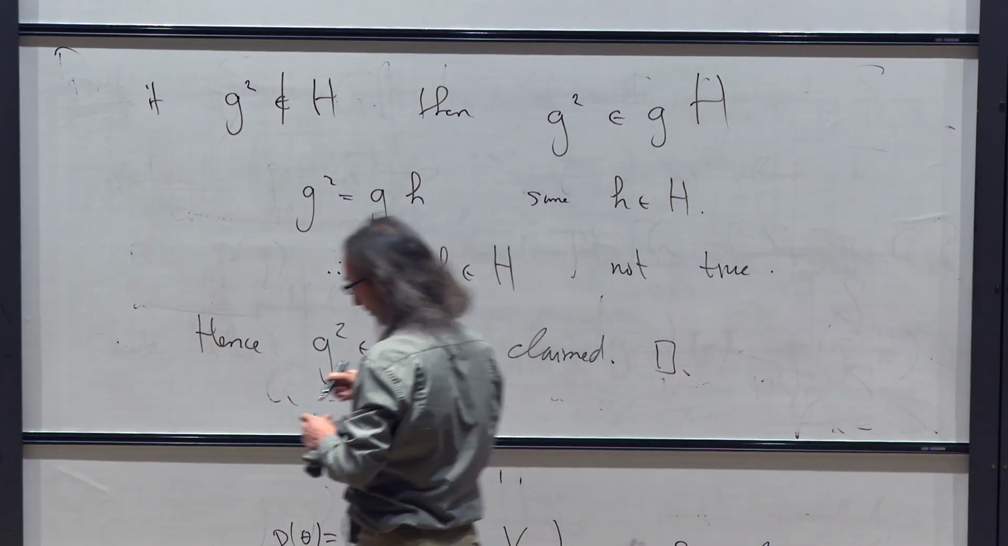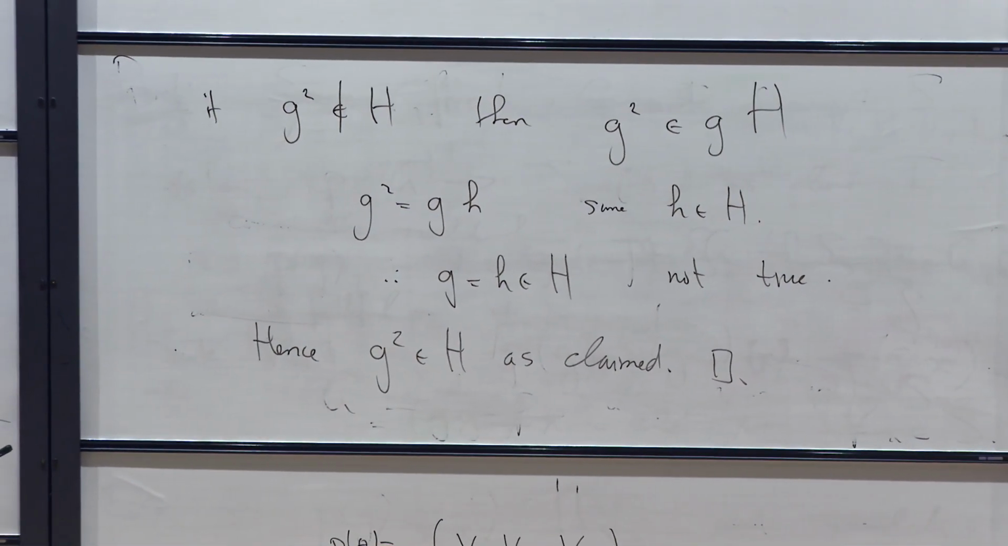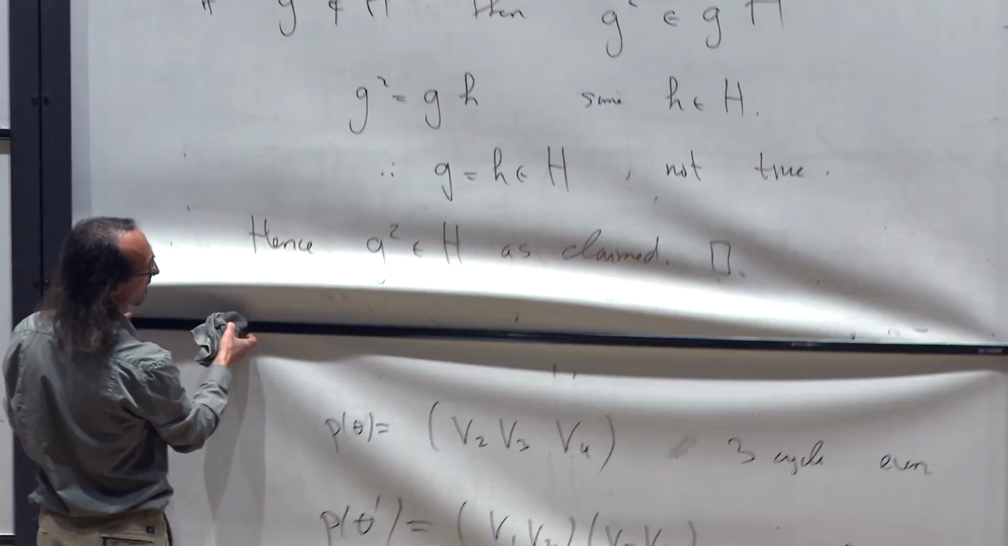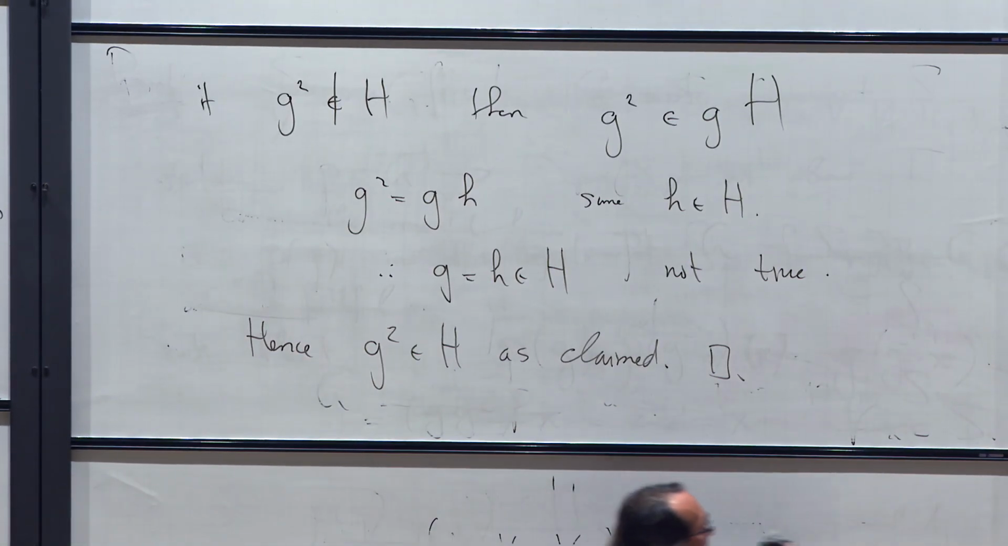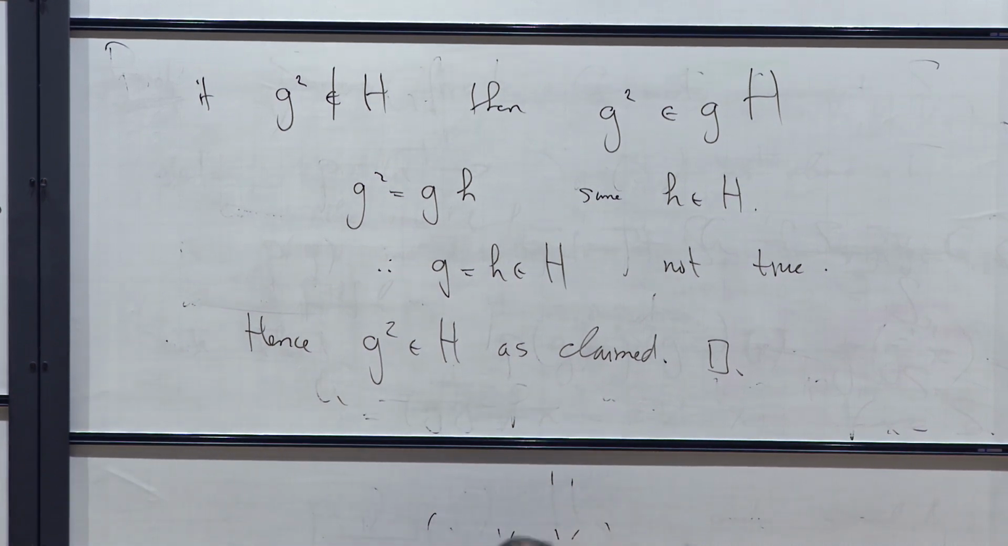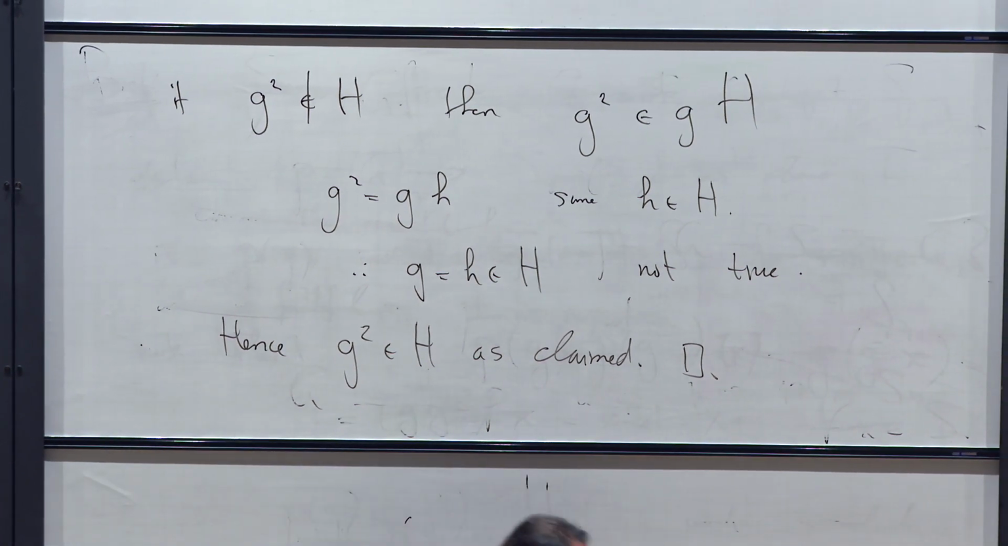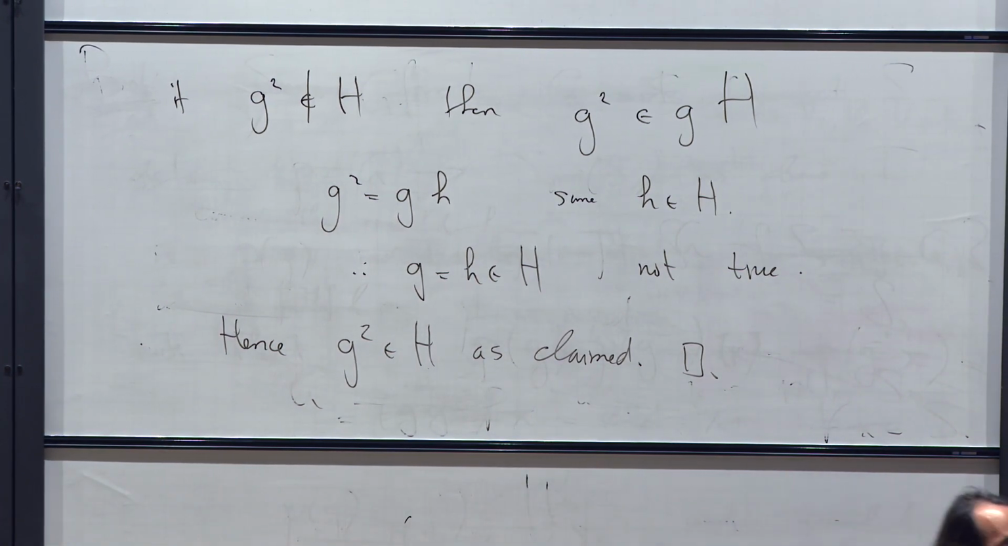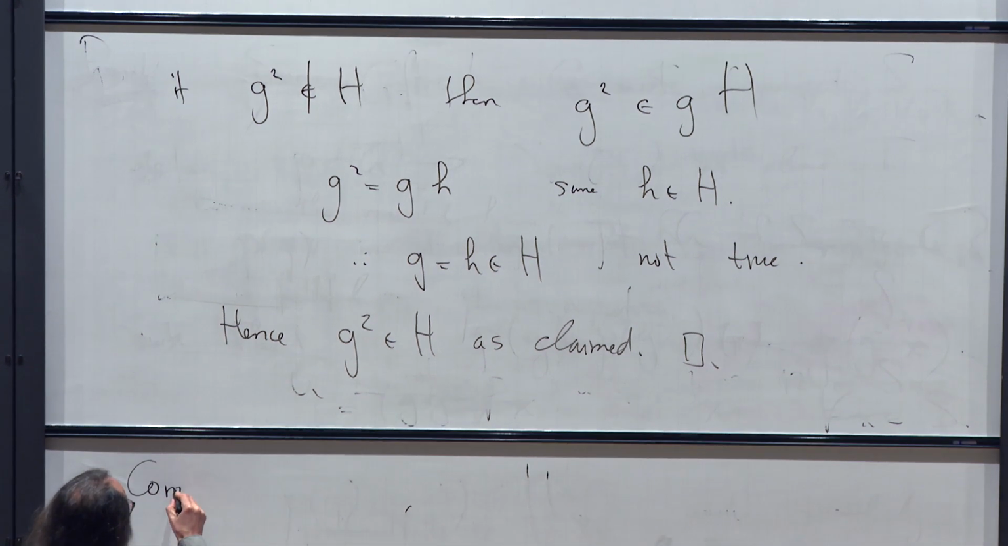Proved. Okay? More generally, a similar argument can prove that a normal subgroup of index n in a group must contain all the nth powers of the elements of the group.